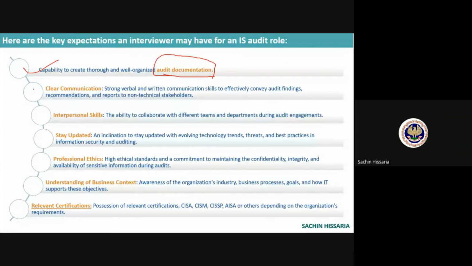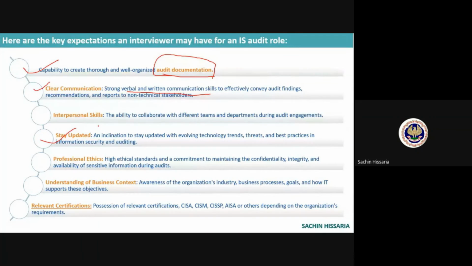We should have clear communication. Strong verbal and written communication skills are a must, because to do an audit we need to communicate with the auditee each and every time. This is our day-to-day responsibility, to communicate with the auditee. So that is why our interpersonal skills and communication skills matter very much in the audit. Okay, we need to stay updated with all the new requirements.